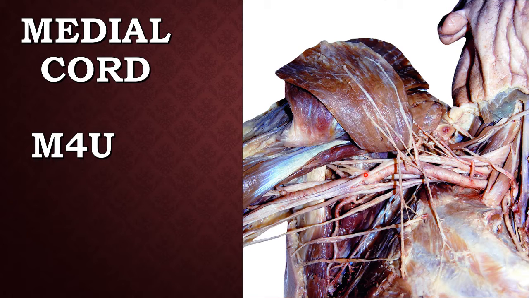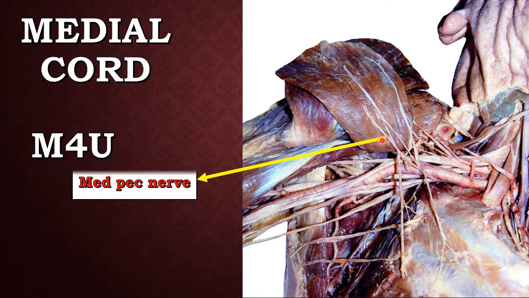The other three nerves are, first, the medial pectoral nerve. The nerve which is piercing the pectoralis minor is nothing but the medial pectoral nerve. From the upper margin of the pectoralis minor we have seen the lateral pectoral nerve. Then at the undersurface of the pectoralis minor, the nerve which is piercing the pectoralis minor is nothing but the medial pectoral nerve. Let me show you that. Here it is. This is the medial pectoral nerve.